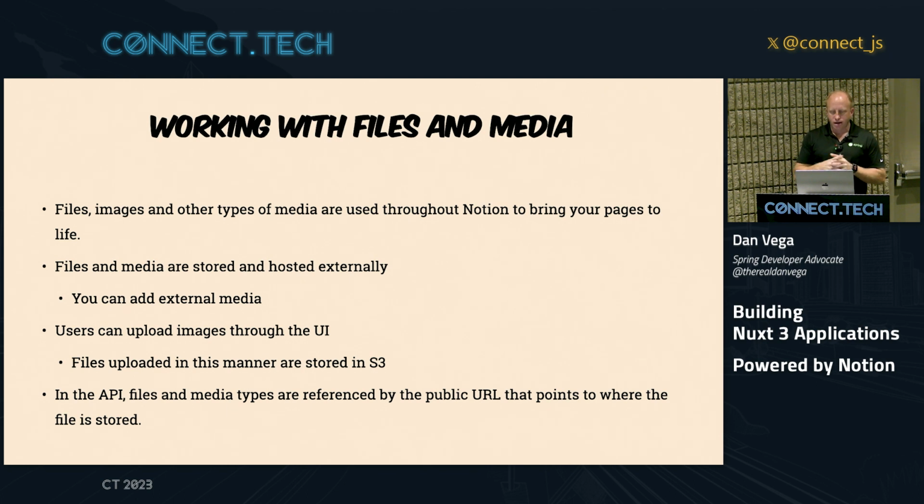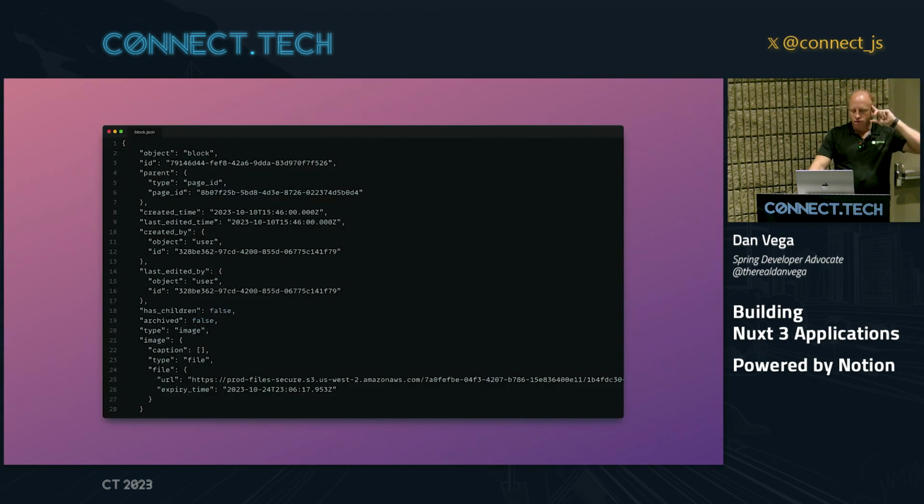The thing that gets me here is that all media types are referenced by a public URL that points to where this file is stored. So if you look down at line 25, if you can see it, there's a link to Amazon AWS where this file is stored. The other part about this is there's an expiry time. So I just updated this screenshot yesterday, but the image actually expires 1 hour after it's been created.